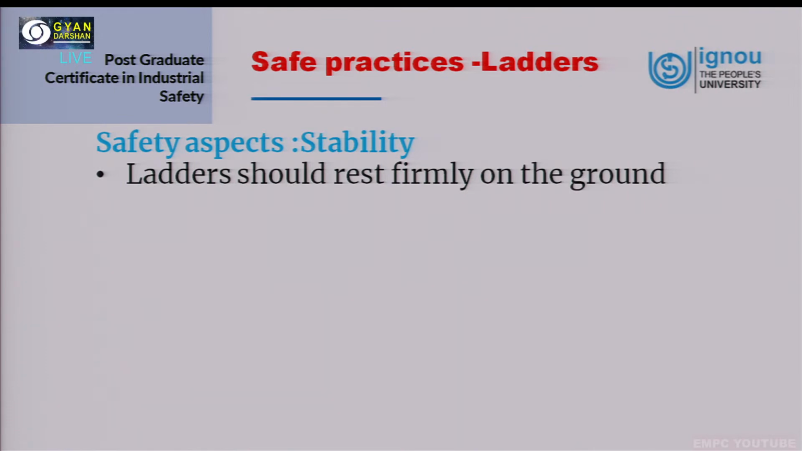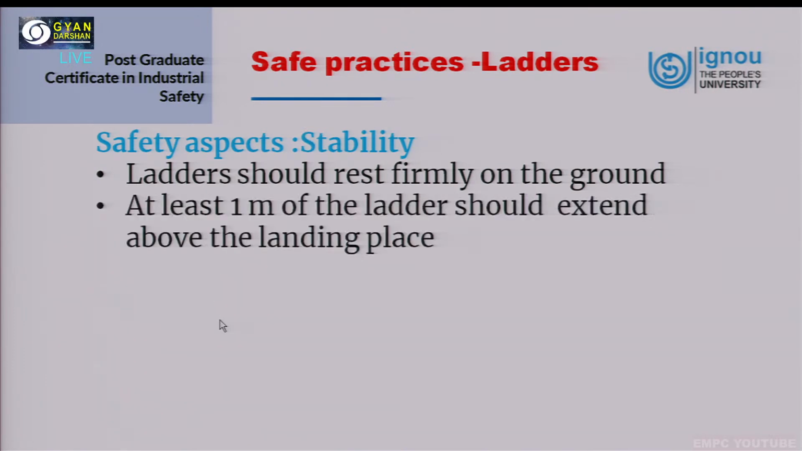First of all, a very important aspect to keep in mind: ladders should rest firmly on the ground. Now there is a thumb rule for the angle at which the ladder rests against the wall. But before that, we'll see what extension a ladder needs to have while it is placed. The standard rule is that 1 meter of extension should be there on top of the resting surface, the vertical top, which means if a ladder is resting on a particular height, this extension should be 1 meter, and that is mandated by codes.